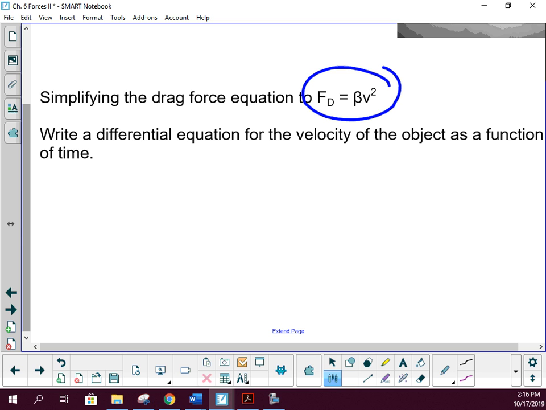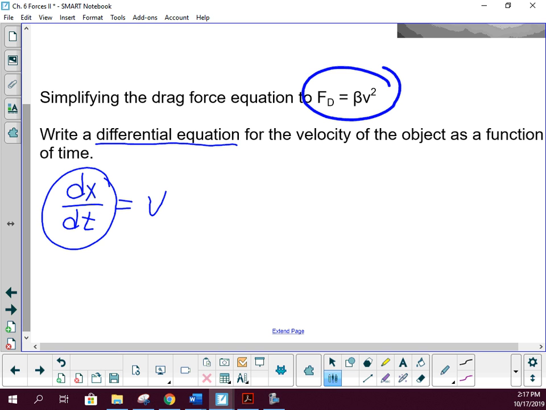When we see the words differential equation, what that means is you're going to have d something divided by d something. An example of a differential would be dx/dt. What does dx/dt mean? It's the derivative of the position function, position as a function of time, and what is this equal to? The velocity. Yeah, good. So when they're asking you to write a differential equation, you're going to have some sort of equation that has this sort of statement in it.